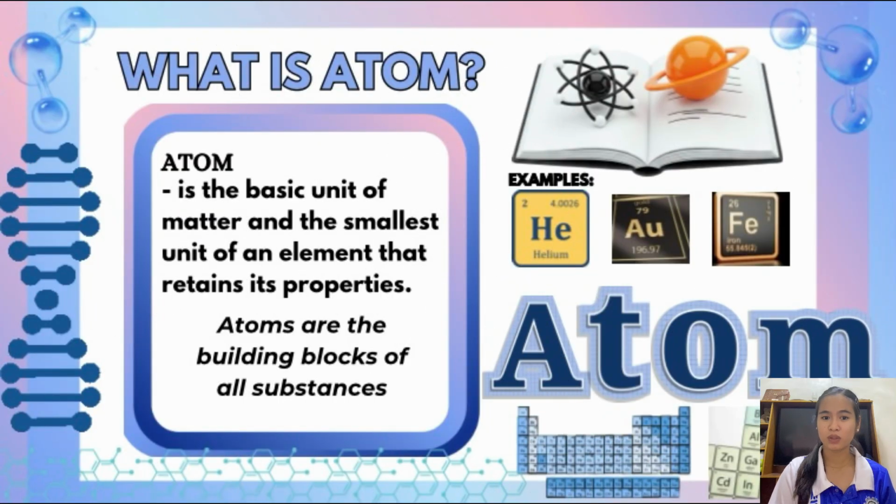Let us start with the first concept, which is the atom. An atom is the basic unit of matter. It is also considered the smallest unit of an element that still retains the properties of that element. In simple terms, atoms are like the tiny building blocks of everything around us. Just like a house is built using bricks, all substances in the world are built using atoms. For example, helium, gold, and iron are all made up of atoms.